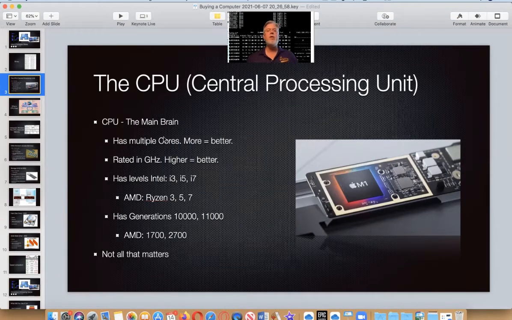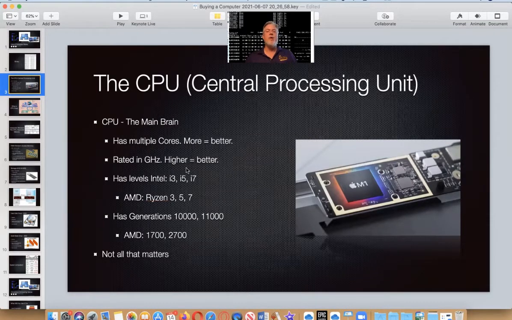All right, so these days CPUs have multiple cores. In other words, they have multiple processing units inside of them, and the more the better, right? So if you got one core, it can do one thing at a time, but if you got two cores, now it can do two things at a time, and so on. And so the more cores, the better.